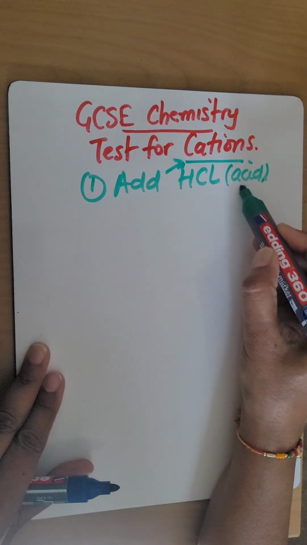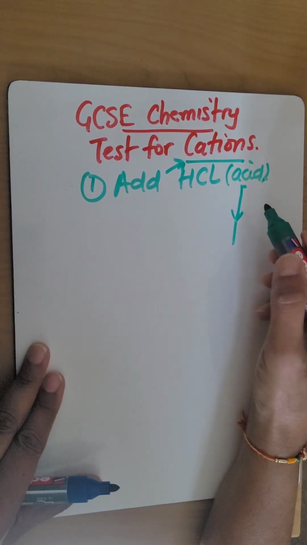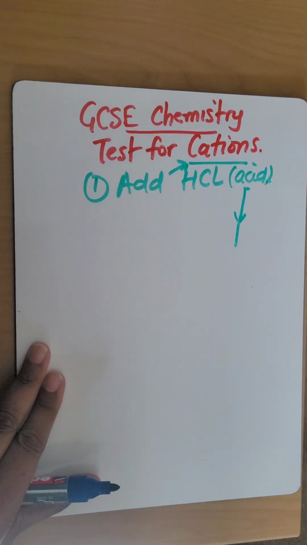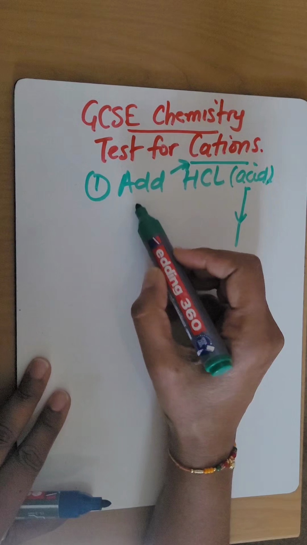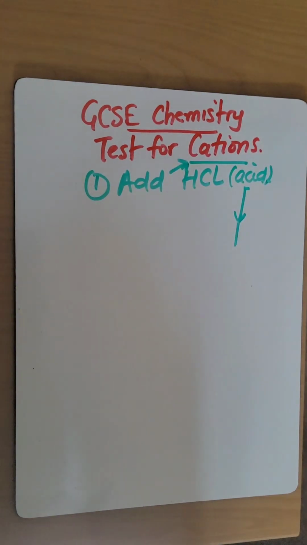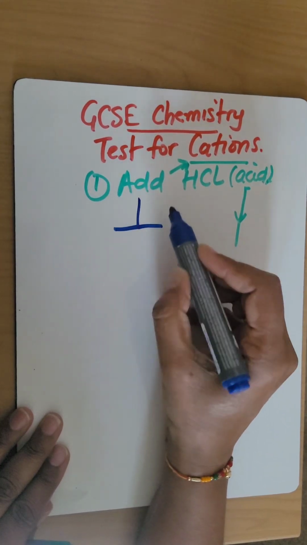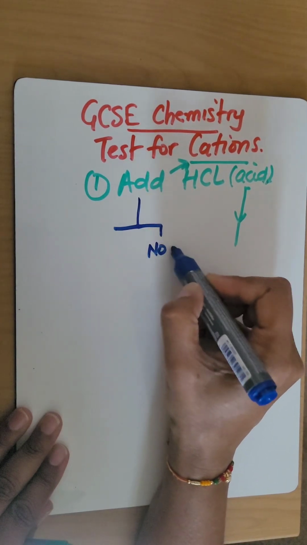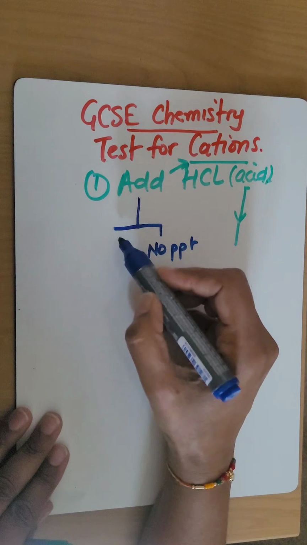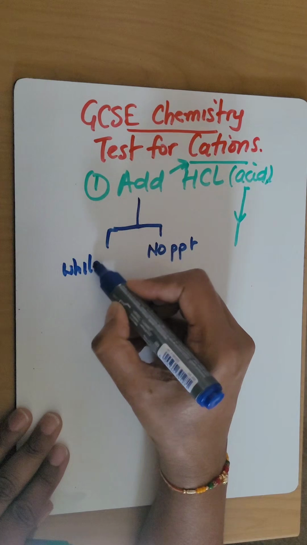So let's just draw an arrow, go down. And here we're going to split it up into, does it make precipitate or does it not make precipitate? So I'm going to come to this arrow down in a minute. So let's just do the precipitate part first, and then we'll come to the other arrow. I'm going to divide this into two. And so first one is no precipitate. So I'm going to put PPT for precipitate, and then I'm going to put white precipitate.